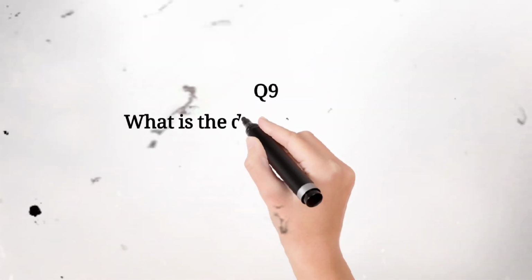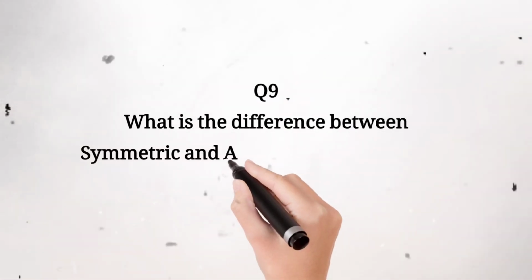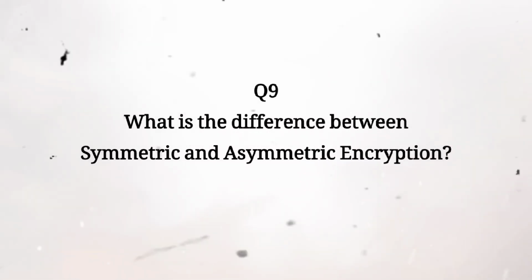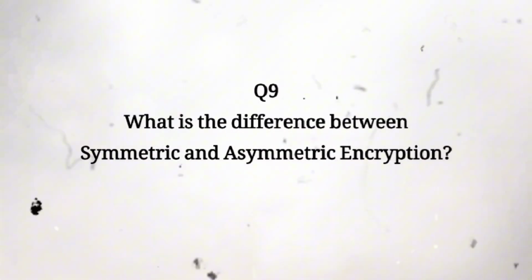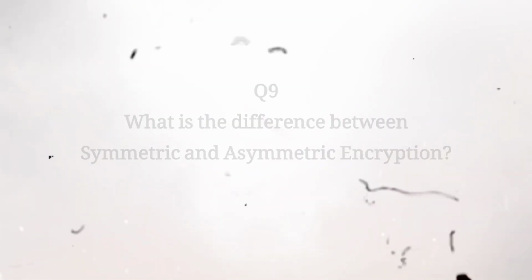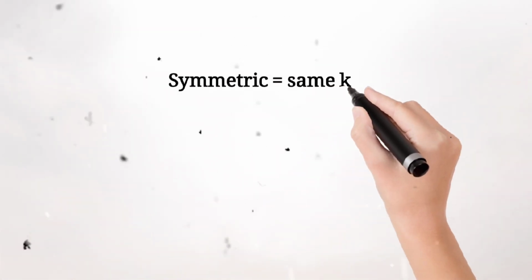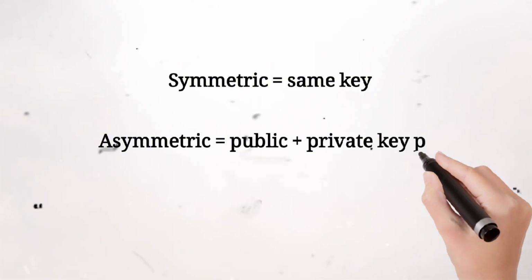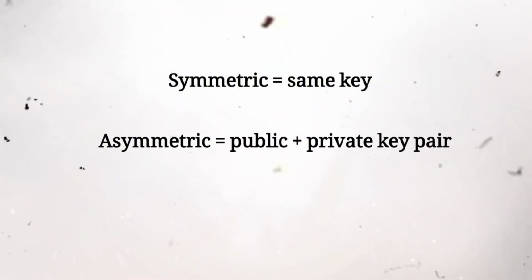9. What is the difference between symmetric and asymmetric encryption? Your time starts now. Symmetric equals same key. Asymmetric equals public plus private key pair. Speed versus security trade-off.